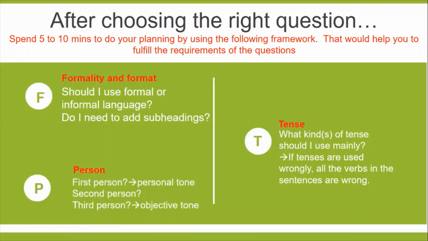P is about person. If you want to sound more personal, then you should use first person. But if you would like to sound more objective, then you should use third person.